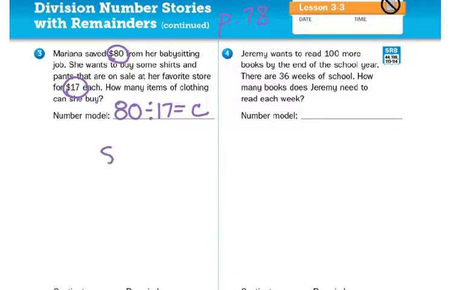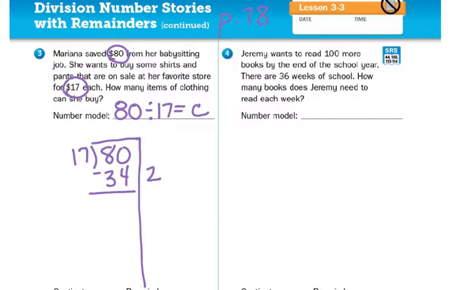So let's go ahead and put 80 in the dividend. And we're going to divide that by $17 per item of clothing. How many times does 17 go into 80? Well, the easy way to do it is just double the number. So I'm going to say it goes in at least 2 times. 17 plus 17 is 34. I can do that in my head. So go ahead and subtract. Show me your work in your math journal. You should be doing this with me. Ten minus 4 is 6. 7 minus 3 is 4.